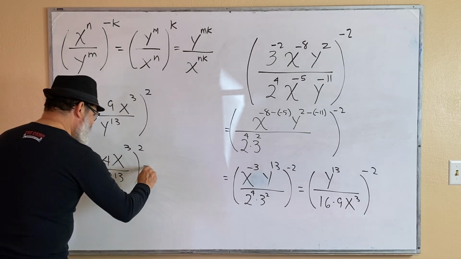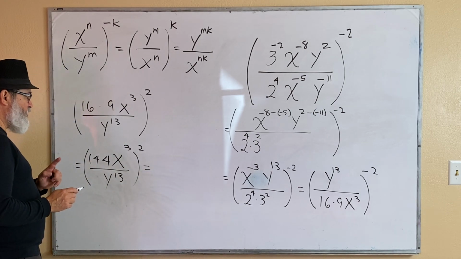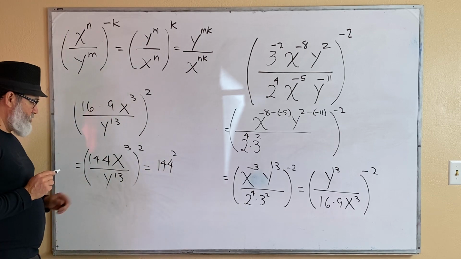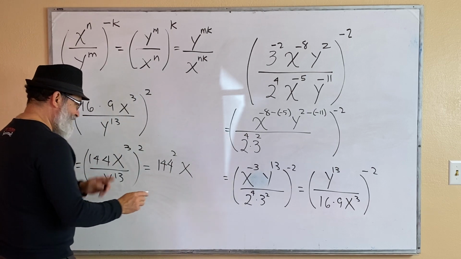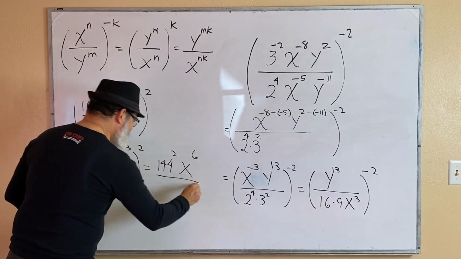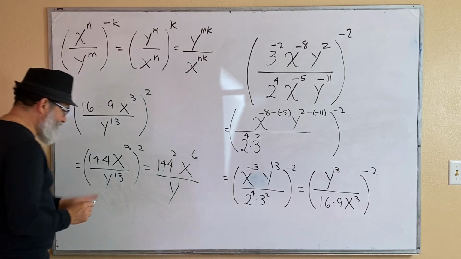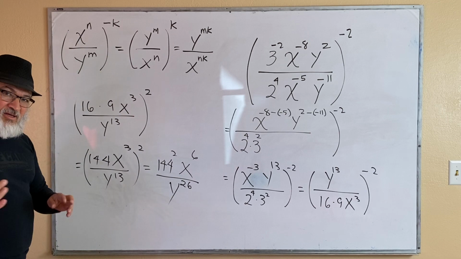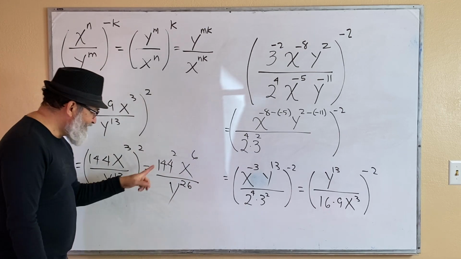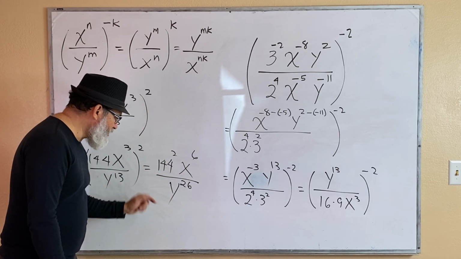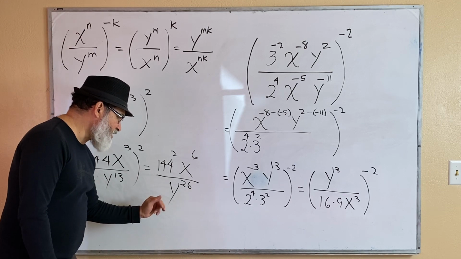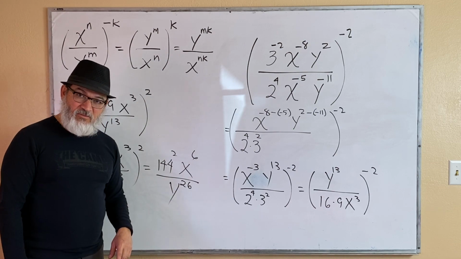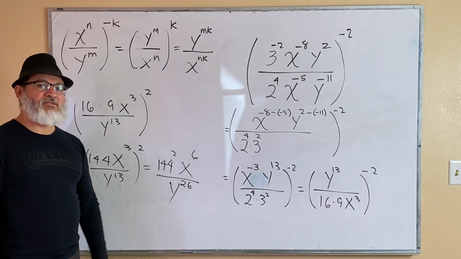Okay. Now this becomes 144 to the 2nd power, x to the 6 over y to the what? y to the 26. Okay. And now everybody use your calculator and take 144 to the 2nd power, and that's going to be 144 to the 2nd power times x to the 6 divided by y to the 26. Okay, and that's going to be your final answer.